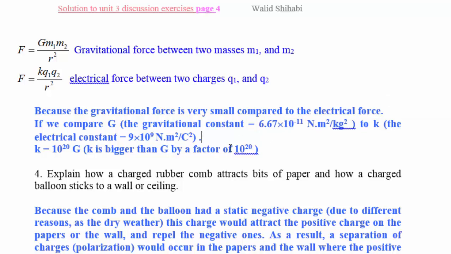So this is a ratio of almost 10 to the power 20. And this will make the force of gravity insignificant in the case of subatomic particles. Subatomic particles have very small mass and their charge is small as well, but the difference between the value of K and the value of G will cause the force of electricity to be much more important than the force of gravity.